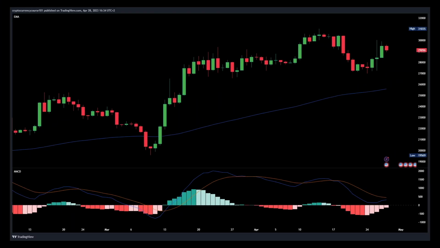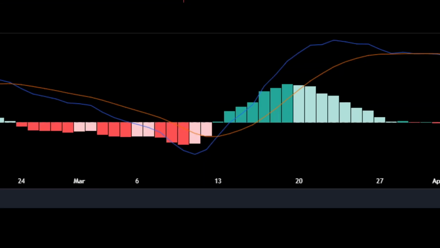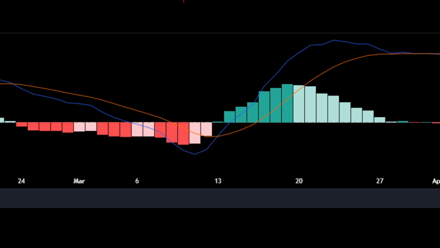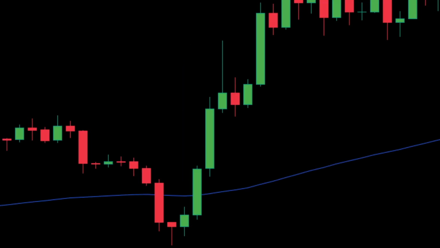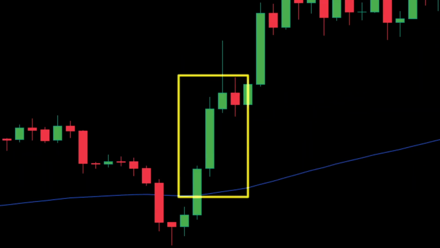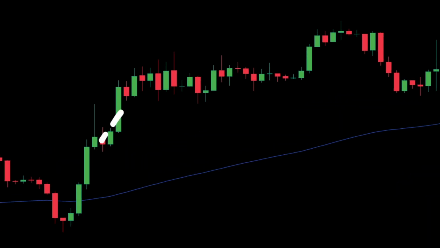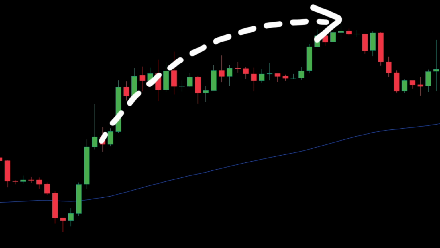So for example here, as you can see, all the rules are applied. The first rule, the MACD line is crossing the signal line. The second rule, it's crossing it from below to above. The third rule, both lines are below the zero line. And the fourth rule, the market is above the exponential moving average. All the rules are indicating that we are going to see an uptrend. And really, this is what happened. The market created a clear bullish trend.